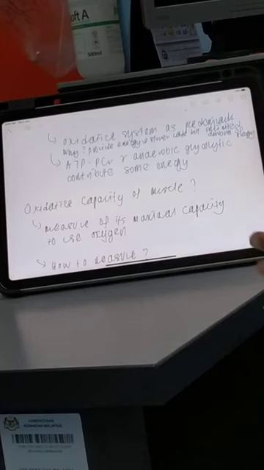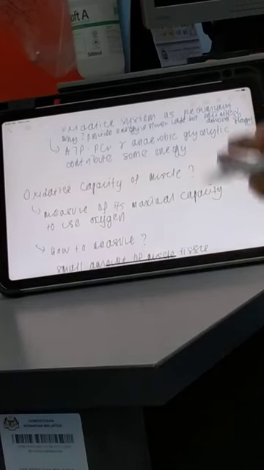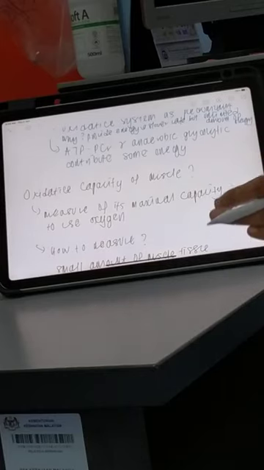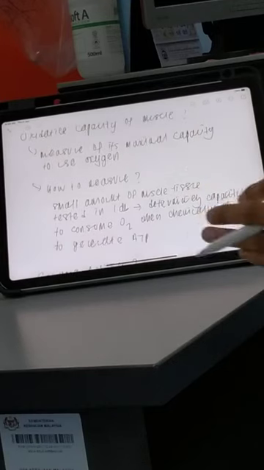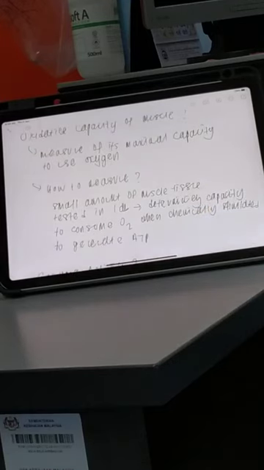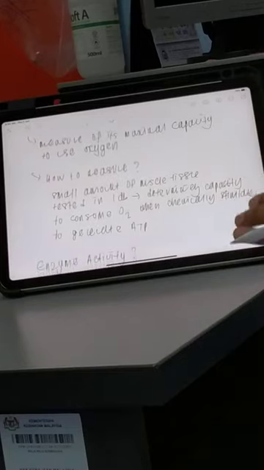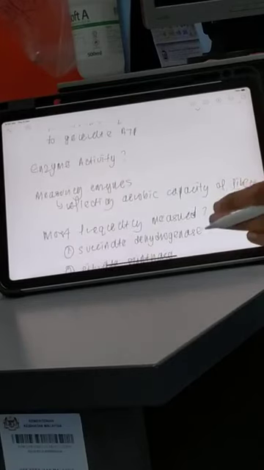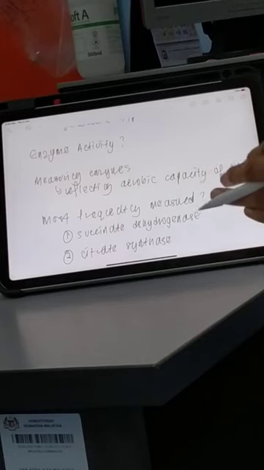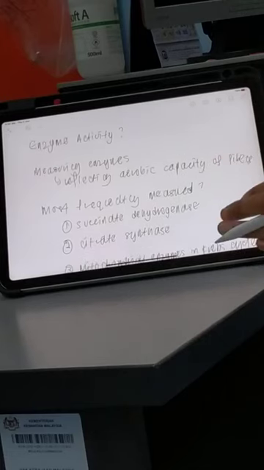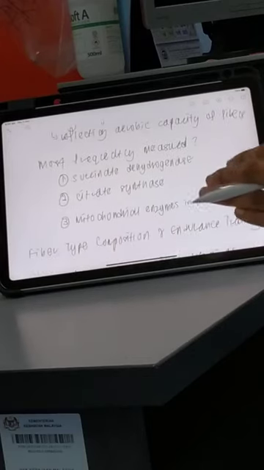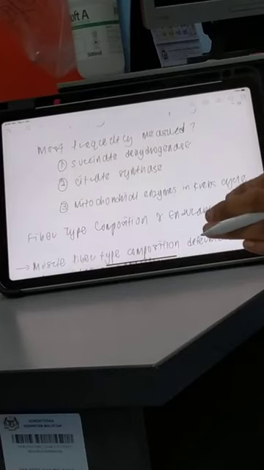So the oxidative capacity of a muscle is a measure of its maximal capacity to use oxygen. How to measure it? A small amount of muscle tissue will be tested in the lab. They do a biopsy to determine the capacity to consume oxygen when chemically stimulated to generate ATP. So enzyme activity wise, measuring the enzymes reflects the aerobic capacity of fibers. The most frequently measured enzymes are succinate dehydrogenase and citrate synthase, with other mitochondrial enzymes in the Krebs cycle.